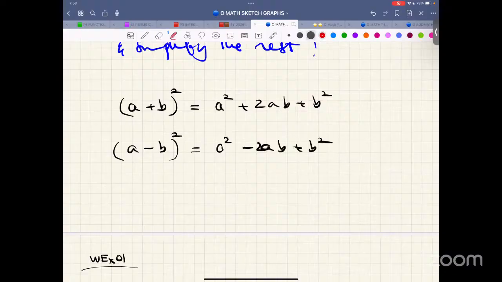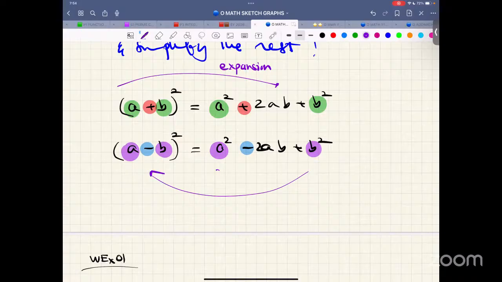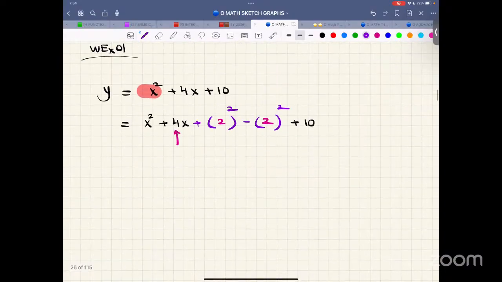So focus on this. If there is a plus sign, the middle term is positive. If there is a negative sign, the middle term is negative. Basically, you pick the a, put it over here, you pick the b, put it over here. So you have to compress. Going this way is expansion, and this is compression, factorization. So let me compress it. This is x squared, this is 2 squared. This is positive, so basically this is x plus 2 whole square.